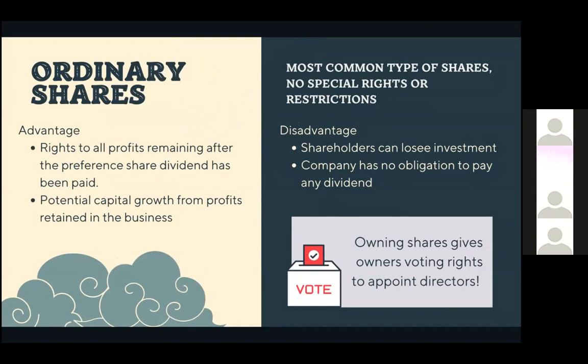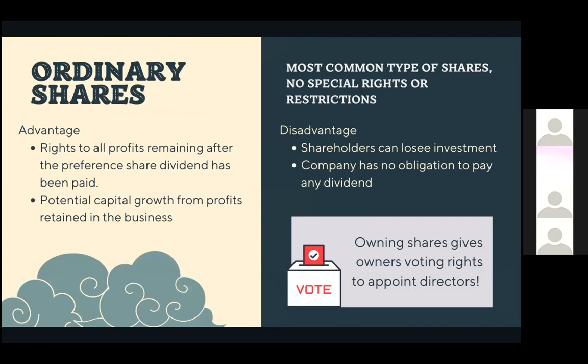Ordinary shareholders are entitled to voting rights. However, they are the last to be paid if the company is wound up, with the risk that no money will be left for them to receive. This is why ordinary shares are often referred to as a risk or venture capital. The disadvantage of ordinary shares is that the shareholders can lose their investment if the company fails, and the company has no obligation to pay any dividend.